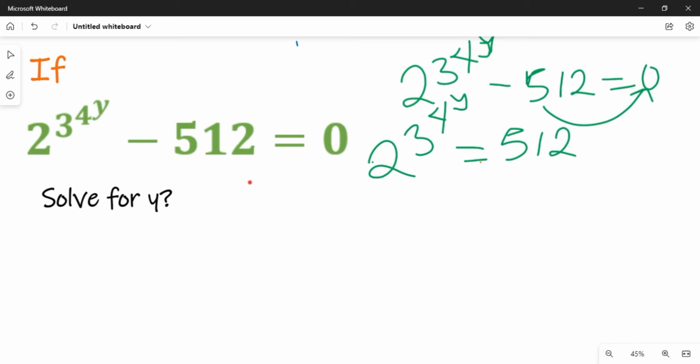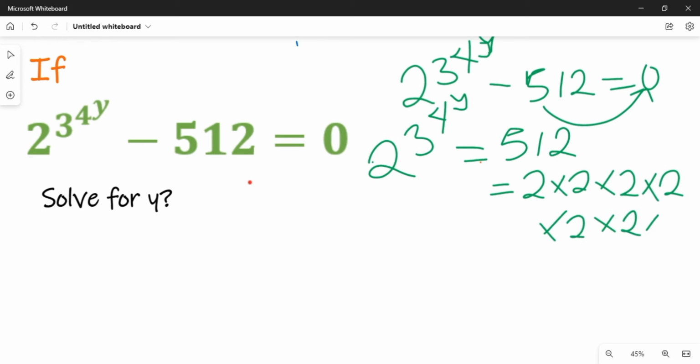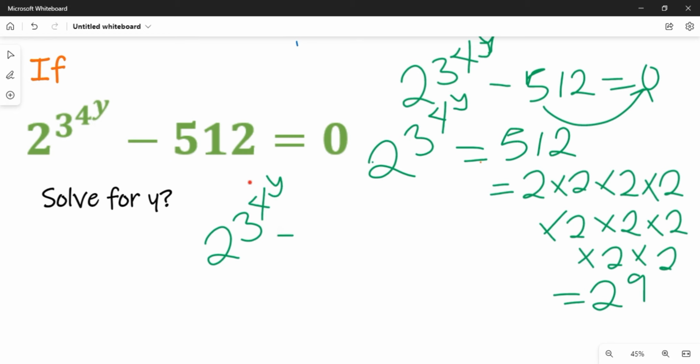Now recall that 512 is equal to 2 times 2 times 2 times 2 times 2 times 2 times 2 times 2 times 2. And if we multiply that, that will be 2 raised to power 9. So if we multiply that, we are going to get 512. So that equation will now give us 2 raised to power 3 raised to power 4 raised to power y equal to 2 raised to power 9.